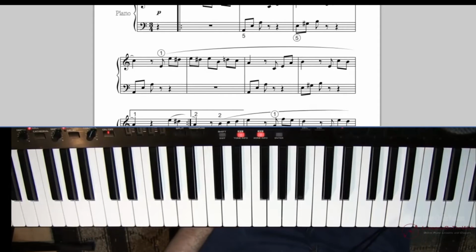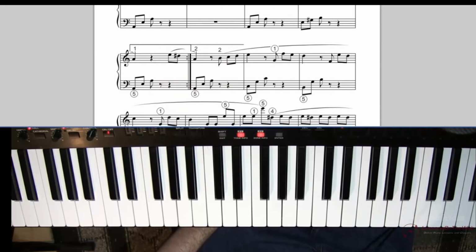And then you're going to play it all again, except the second time when you play through it, you're going to skip the number 1 and move to the 2, which is called the second ending. So to recap, you play up to where the repeat sign is, past the number 1, and then you repeat back to where the repeat sign started, which is the beginning of the first measure.